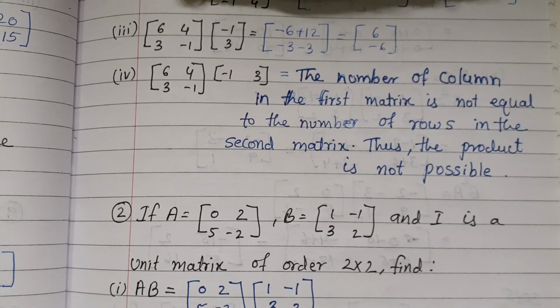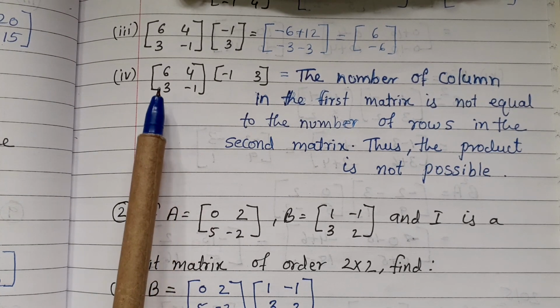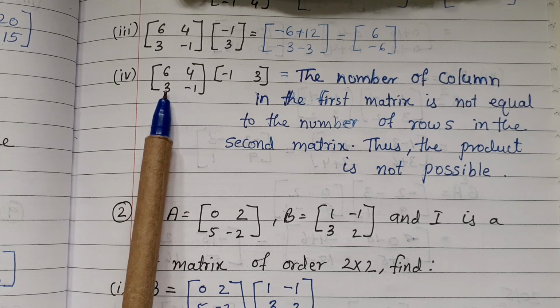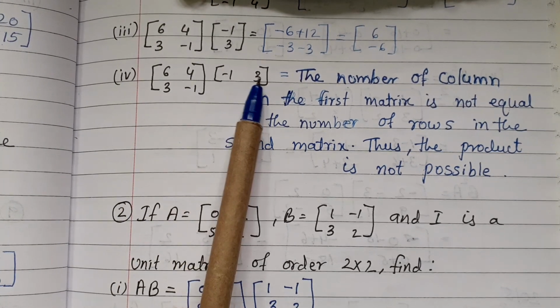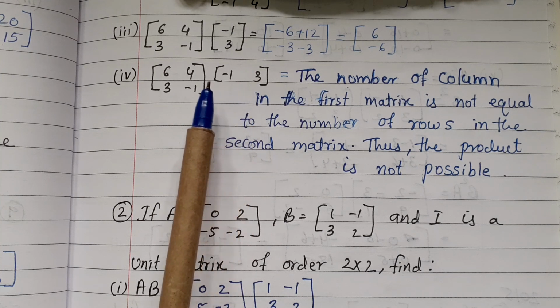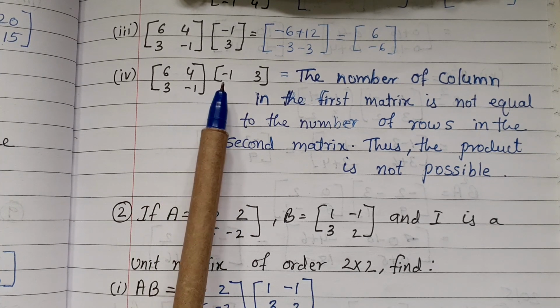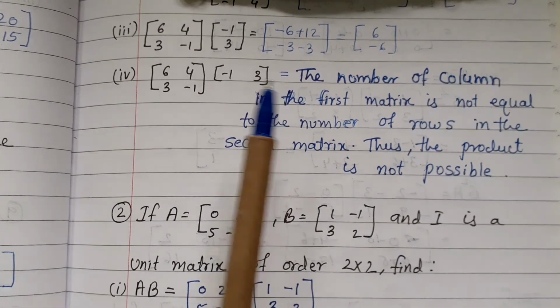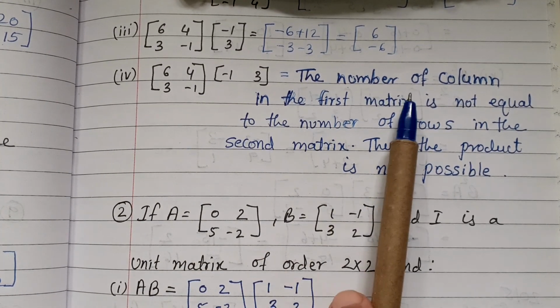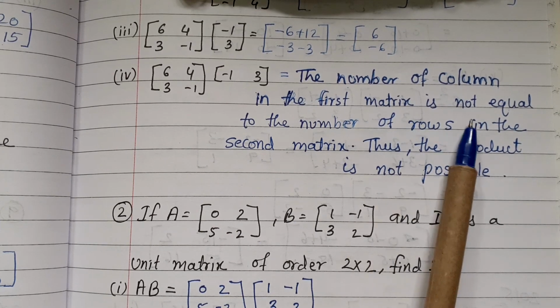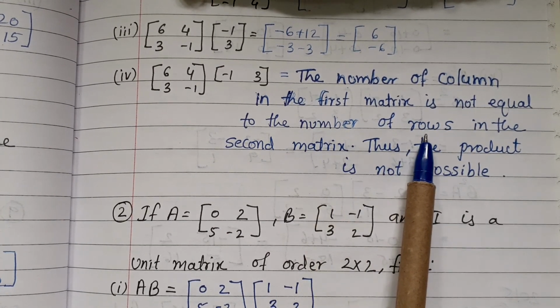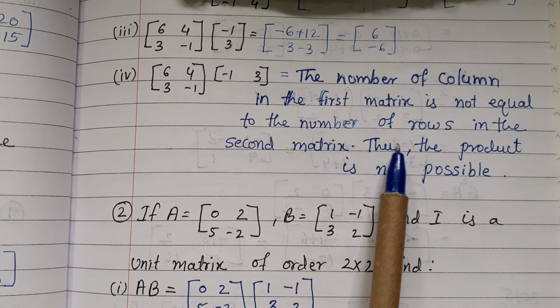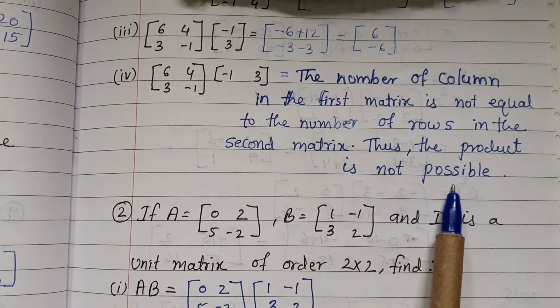Fourth part, here 6 4 3 minus 1 3. The number of columns is 2, and here the number of rows is 1. Hence the number of columns in the first matrix is not equal to the number of rows in the second matrix. Thus the product is not possible.